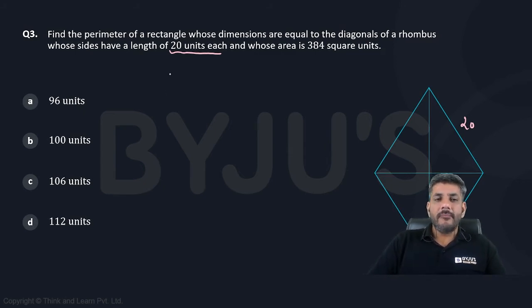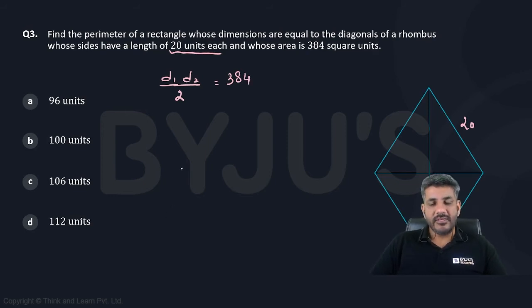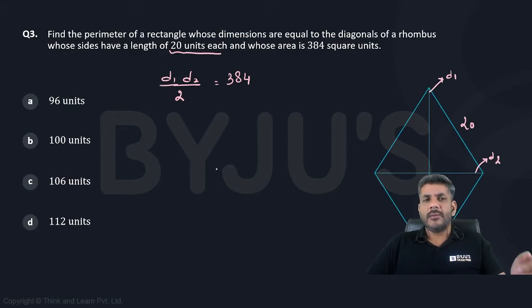The area of a rhombus is given by d1 into d2 by 2, and that is given to us as 384 square units. d1 into d2 by 2 is 384. What is d1 and d2? d1 is the diagonal 1, d2 is the diagonal 2. Let us say this diagonal is d1 and this diagonal is d2. The question is asking you what is the perimeter of the rectangle whose dimensions are equal to the diagonals of this rhombus. So ultimately we need the length of these two diagonals.